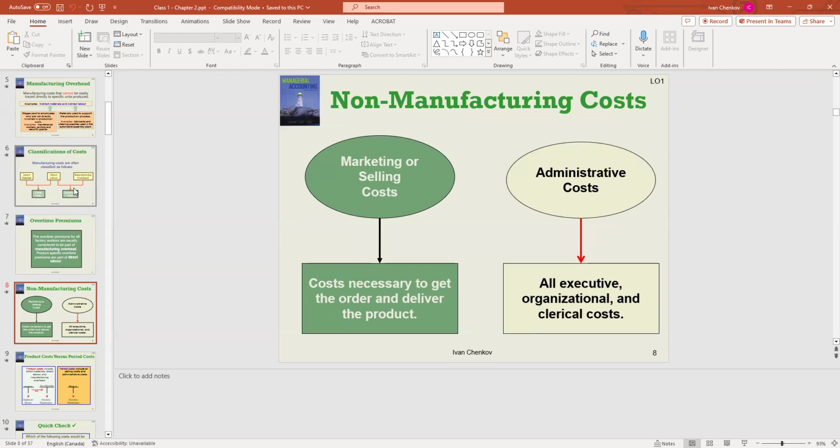Non-manufacturing costs are not directly related to the process of production. We saw the manufacturing costs: direct material, direct labor, and manufacturing overhead. Non-manufacturing costs are the ones related to marketing and selling. As you saw in the first chapter, we need those costs through the value chain of the company in order to sell our product. The other part of non-manufacturing cost is administrative cost. Those are costs for the executives, the accountants, and clerical costs, anything related to that part of the company.